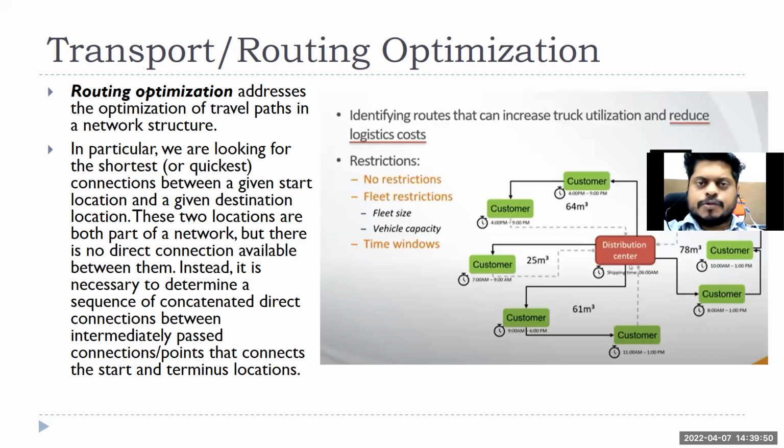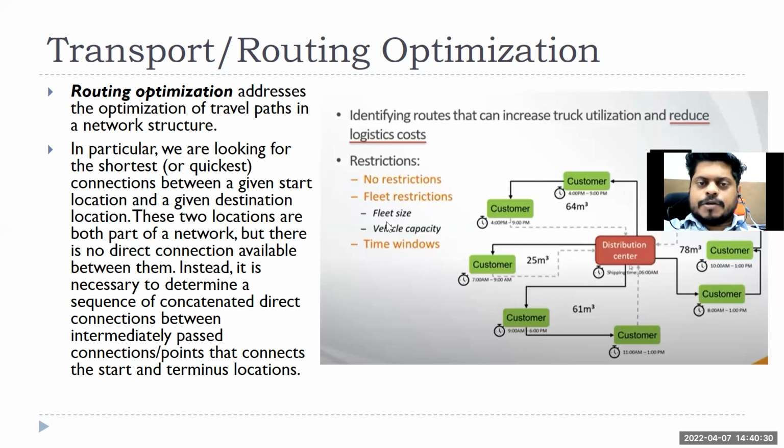So this is why route optimization is also known as milk run. Part of the problem is also known as milk run, right? Routing optimization addresses the optimization of travel path in a network structure. Once we have defined that we have this factory here, we have this distribution center here, now we have to decide which path the trucks or vehicles will take, right? Whether they will go first to this distribution center, from there to the other customer, how many customers they can cover, right? So this is where route optimization or transportation optimization comes into the picture, right?